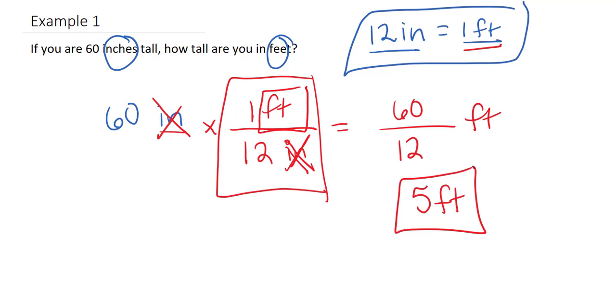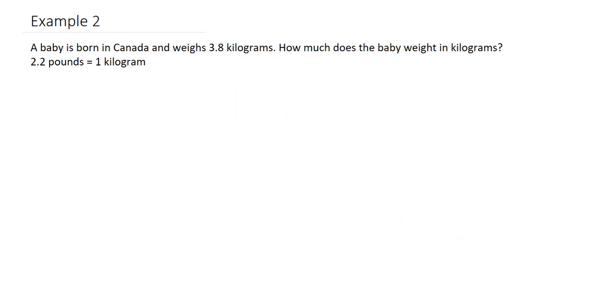Now let's go ahead and look at the next example. So example 2, a baby is born in Canada and weighs 3.8 kilograms. How much does the baby weigh in pounds? So notice, something very different. Kilograms is part of the metric system, and then we in America measure things differently.